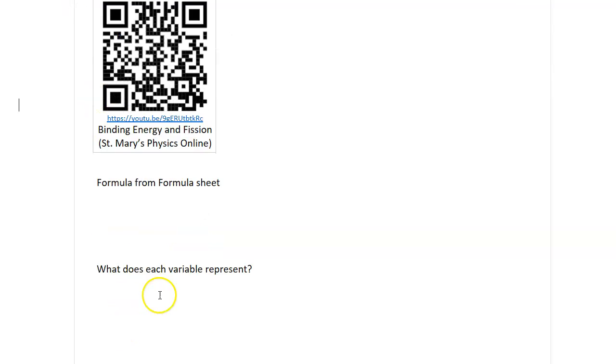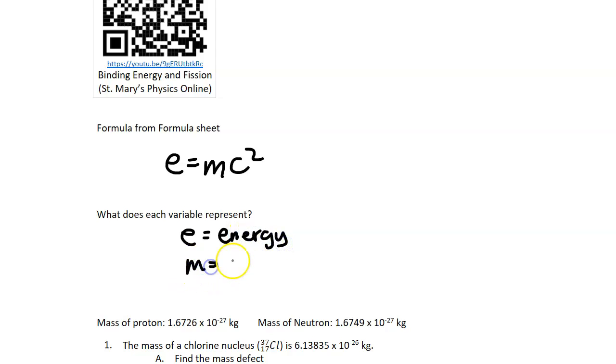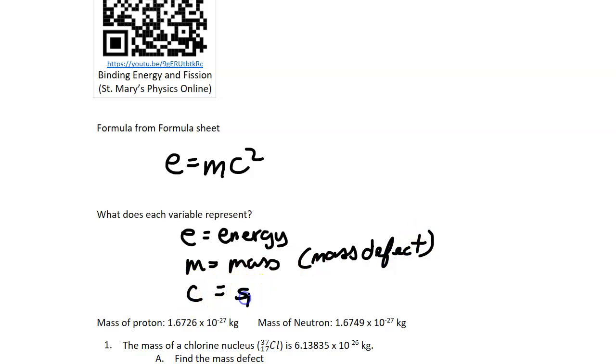Okay, hello everyone. This is a quick lesson on binding energy. So I'm assuming that you first of all have watched the other video, and so really what we're talking about is the energy is equal to mc squared, Einstein's famous equation, where E represents the energy, M represents the mass. Now, in this case, it is really about the mass defect, the change in mass, and c is simply the speed of light.